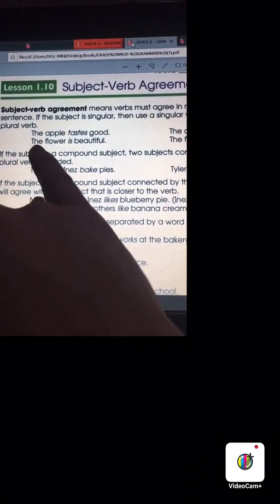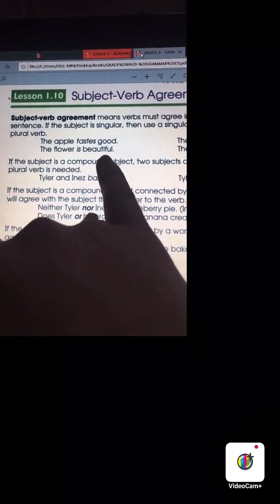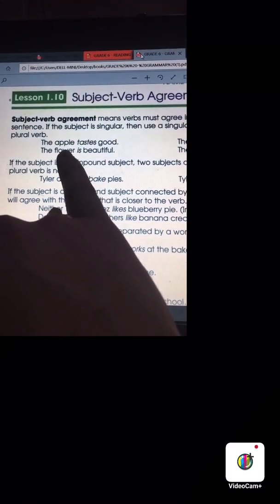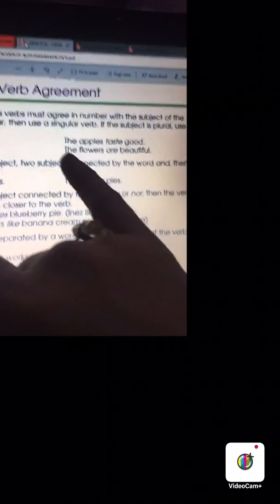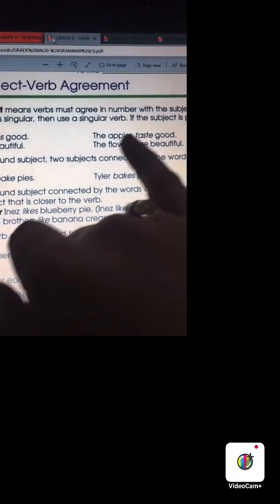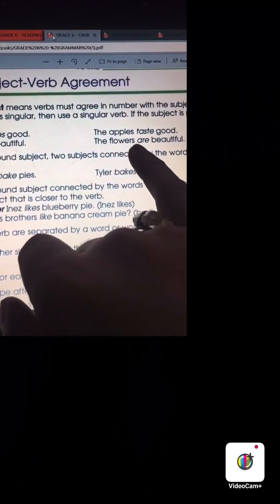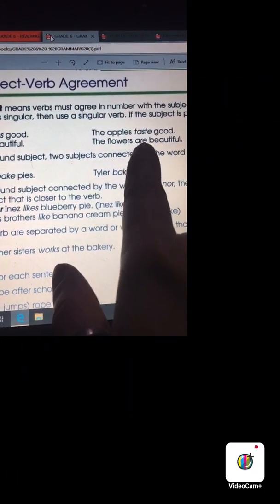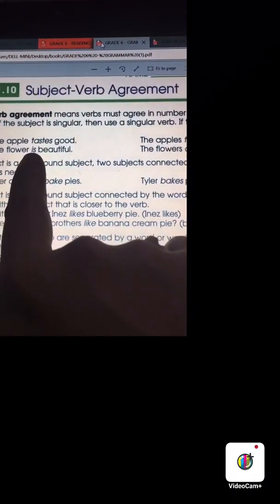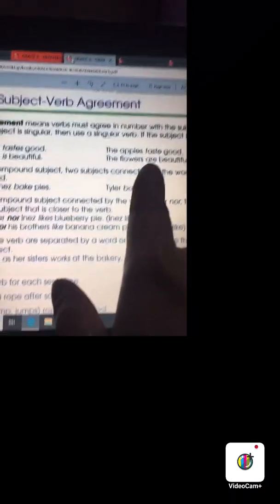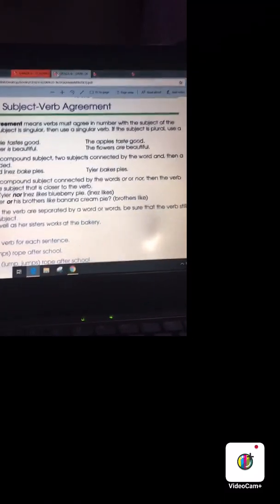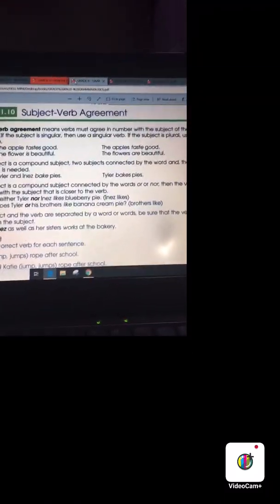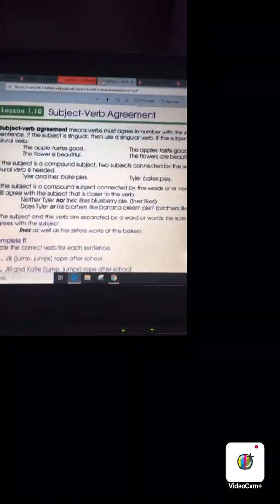And then we have the other one, the flower is beautiful, is because it's only one flower. But in here we have the flowers are beautiful, because they are very, very beautiful, but there are many flowers. This is one flower and this is multiple flowers. So the thing with this topic is that you have to remember all the rules. This is kind of like a test, but it's not a test because you're not losing points.